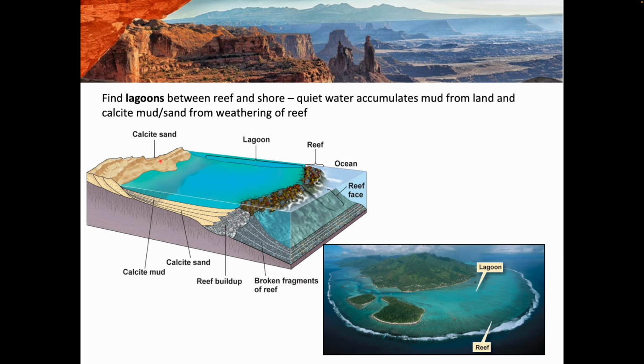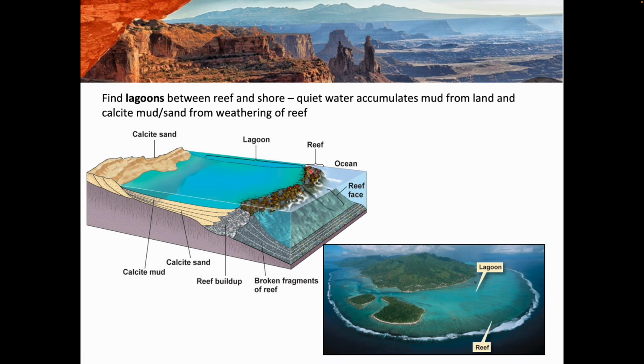In between the reef and land, you have an area called the lagoon. And this is where quiet water accumulates mud from land and calcite mud or sand from weathering of the reef. The corals on the reef are growing upwards towards sunlight, and as they get higher and closer to the surface, they start to be battered by wave action.